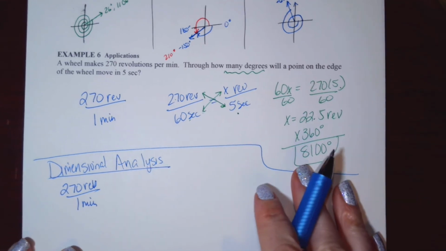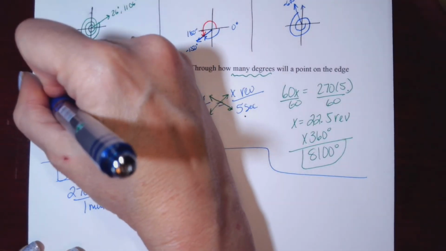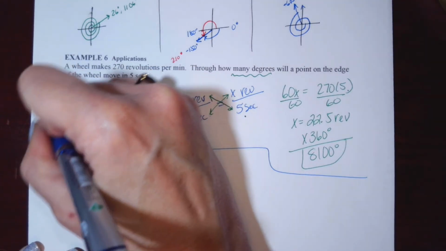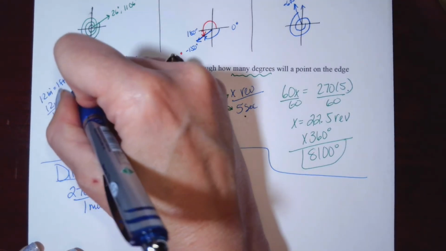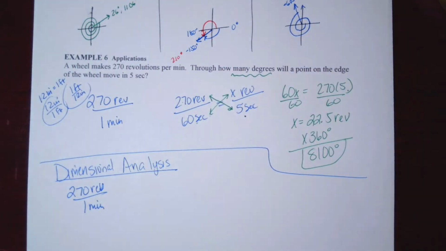Conversion factors tell me that two things are equal. For example, I know there are 12 inches in 1 foot. I can write that as 12 inches over 1 foot, or I can write it as 1 foot over 12 inches. Those are conversion factors, and I'm going to stack them the way I want to stack them to move from one thing to the next.